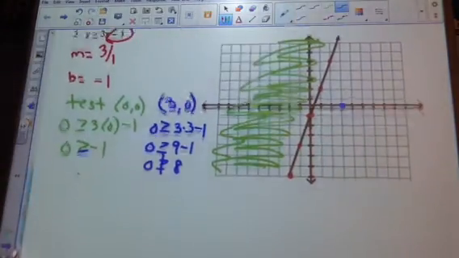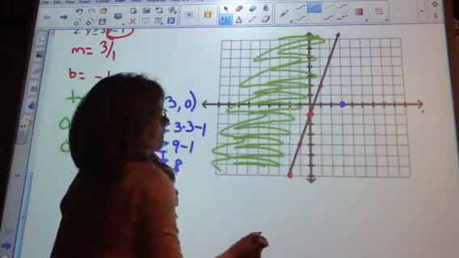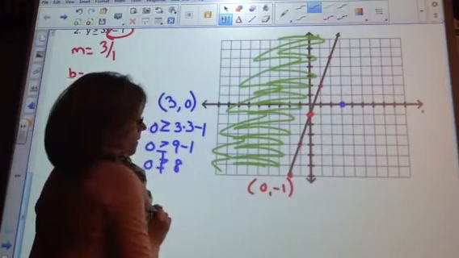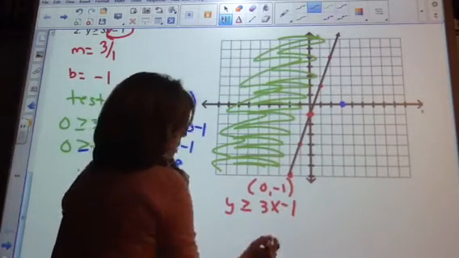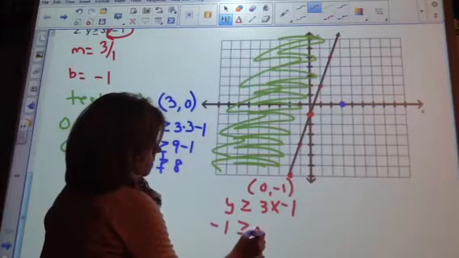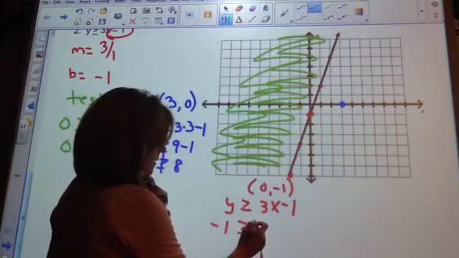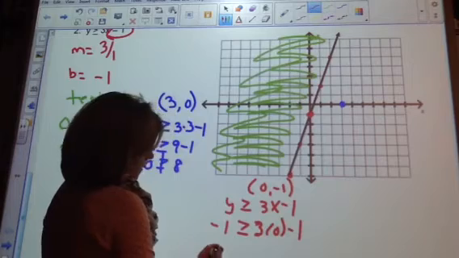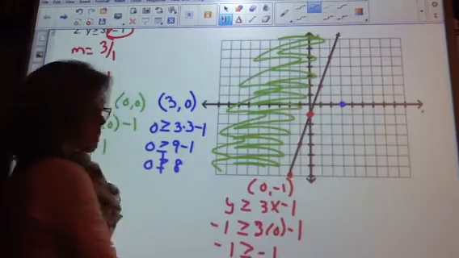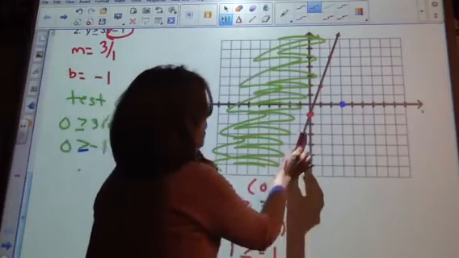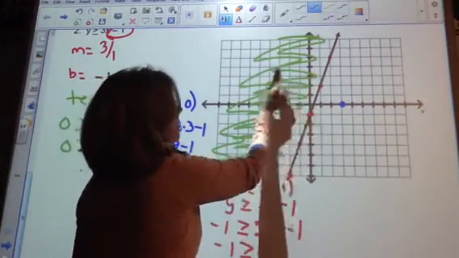Okay? Now, let's test a point on the line. So let's test this point right here. That point is 0, -1. Okay, so when y is -1, x is 0. So is -1 greater than or equal to -1? Yes. That's why the points on this line are also part of your solution set, and then all the points to this side.